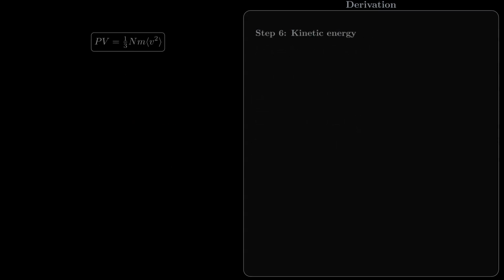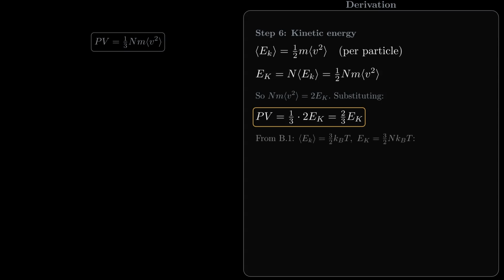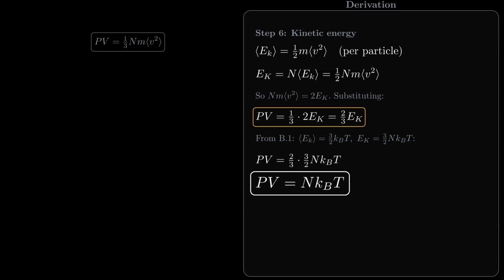Additionally, we know that the mean translational kinetic energy of each particle is 1/2 m times the mean square velocity. Total kinetic energy, then, is N times this quantity. If we substitute this into our earlier equation for PV, we find that PV equals 2/3 Ek. We also know from B.1 that for a monatomic ideal gas particle, the mean kinetic energy is given by 3/2 kBT. Since the mean kinetic energy times the number of particles is the kinetic energy, we finally derive PV equals N kBT.